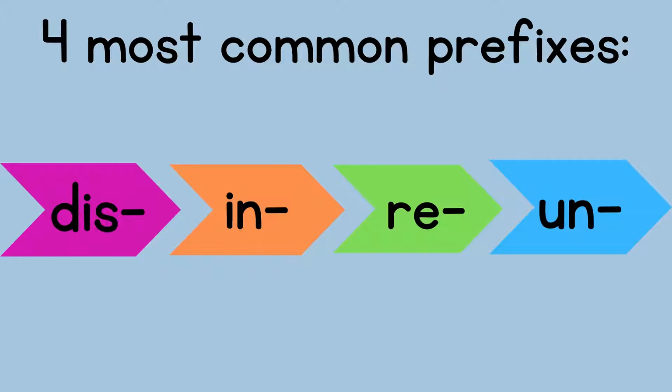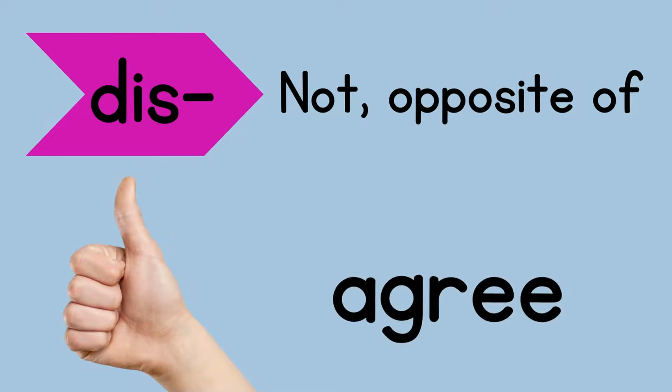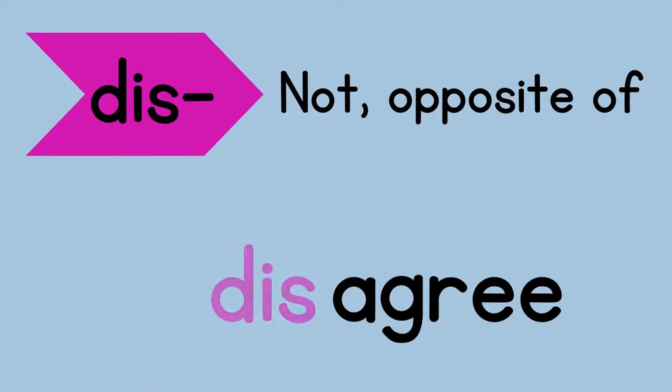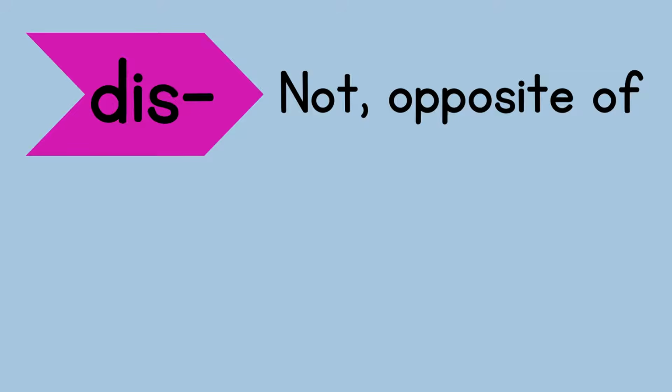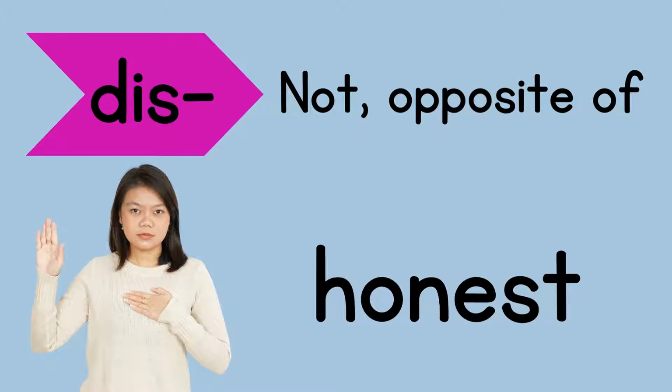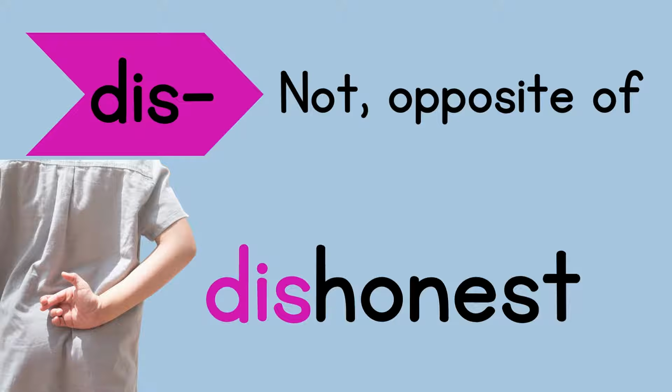Let's look at dis first. Dis means not or opposite of. So the word agree means to have the same opinion on something, and if we add the prefix dis to the base word of agree, we get disagree, which means we do not have the same opinion. Here's another example. The word honest means truthful, but when we add the prefix dis to the base word honest, we get dishonest, which means not truthful.